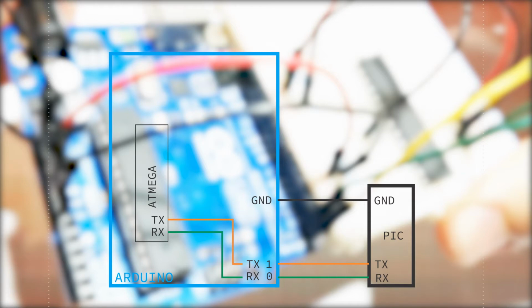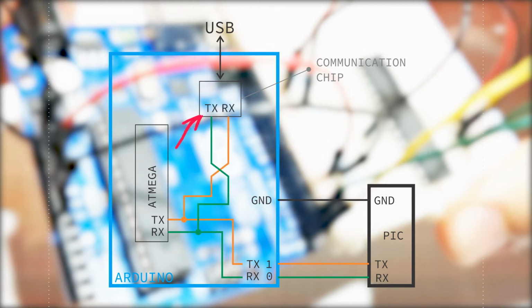Instead, we are going to use the serial port of the Arduino's communication chip, which is connected with the USB port. The TX of this chip is connected with the RX pin of the ATmega, and if we take a closer look, we can see that the Arduino's pin RX actually corresponds to TX on the communication chip.